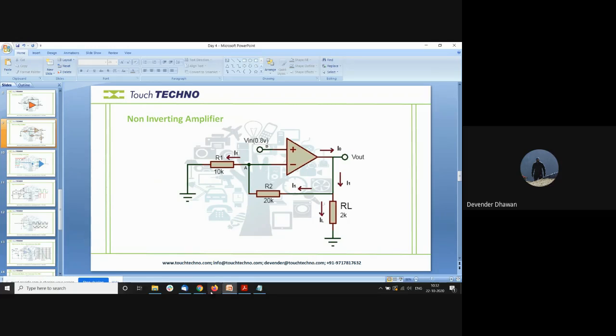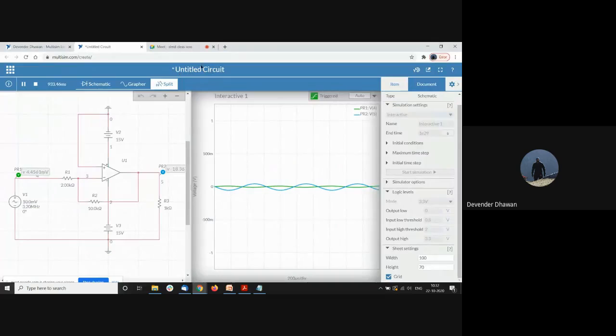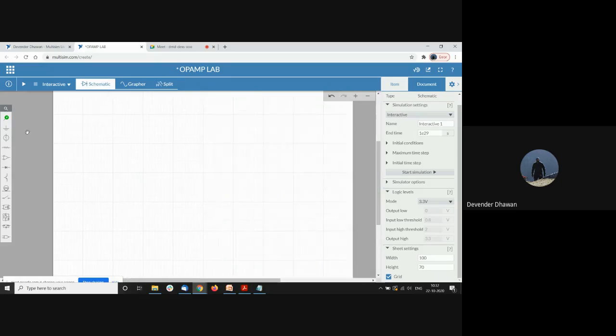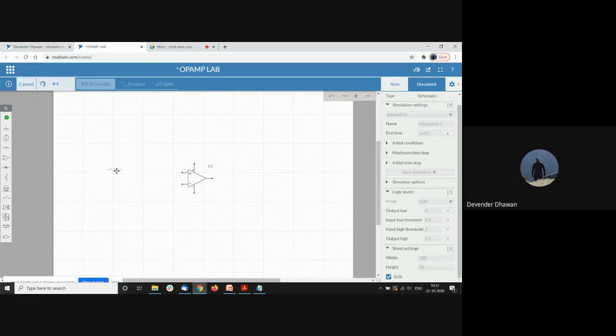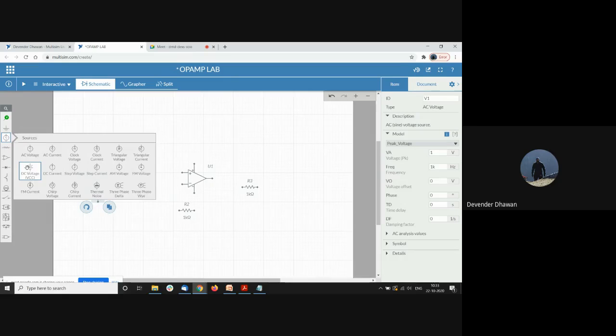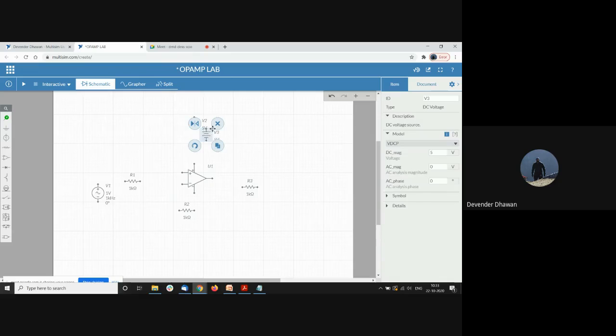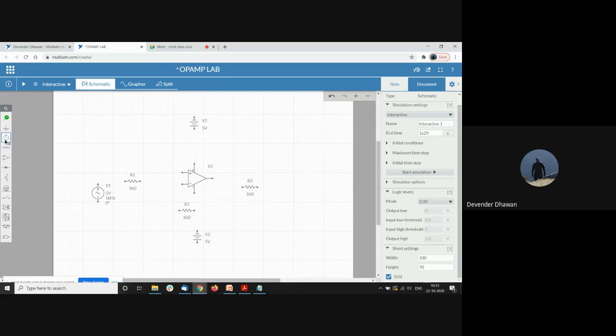Okay, so yes, the circuit is not correct. So anyway, we'll try to make it. Let me just name it op amp lab, and stop it. Then I'll delete this part. Again, I will take a 5 terminal circuit. Then again we will need 3 resistances here, then 1 input, and then we will need a DC supply here. Then we will need some grounds.